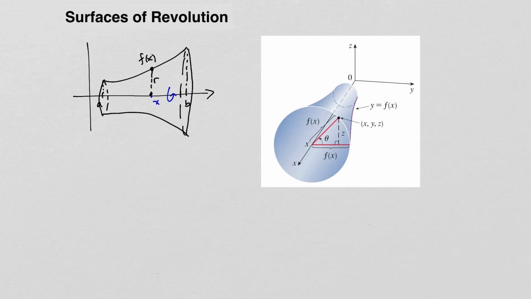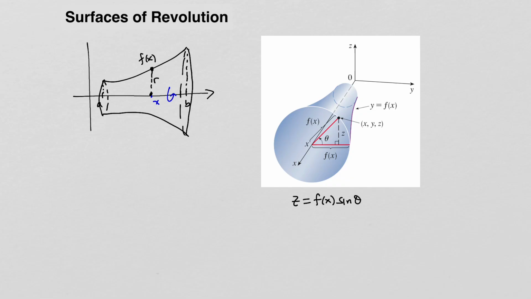And you can see that that point on the surface there is going to have some kind of a z coordinate over here and a y coordinate over here. Now, if theta is the angle through which it has been rotated, we can see that the z coordinate here is simply going to be f of x times the sine of theta. And that's just using right triangle trigonometry.